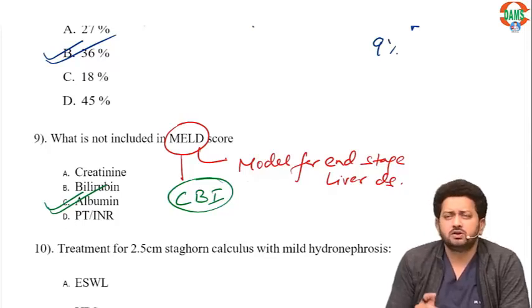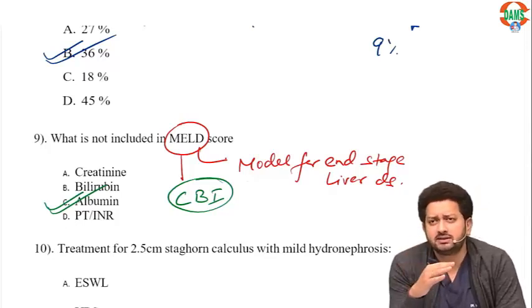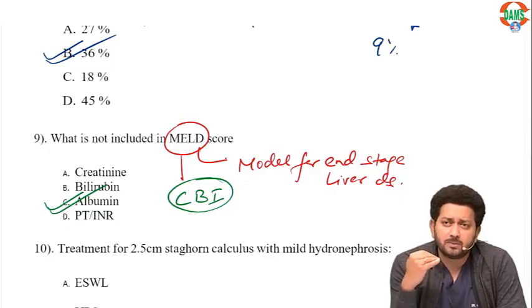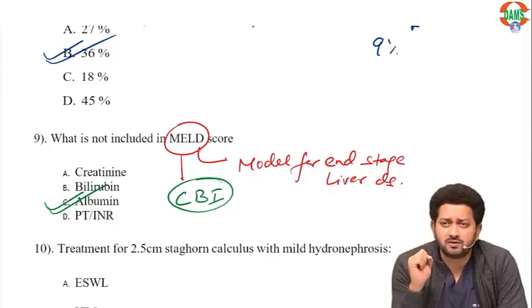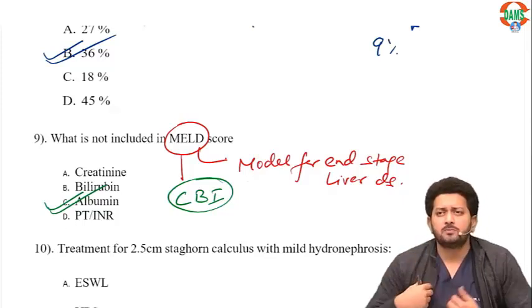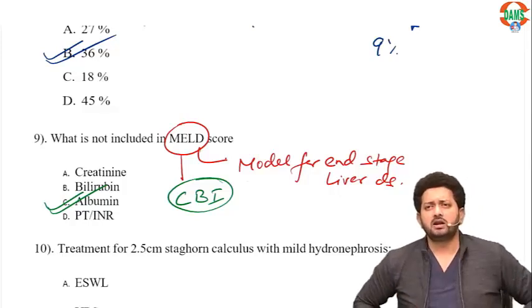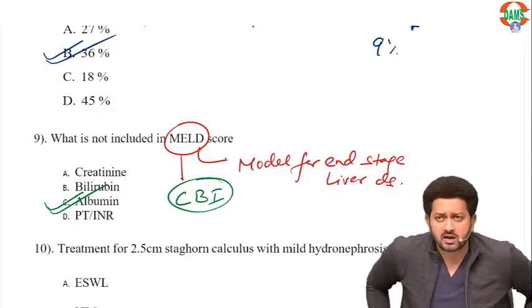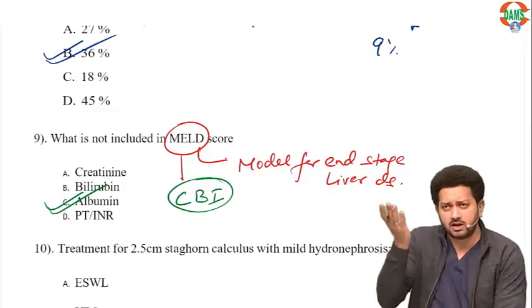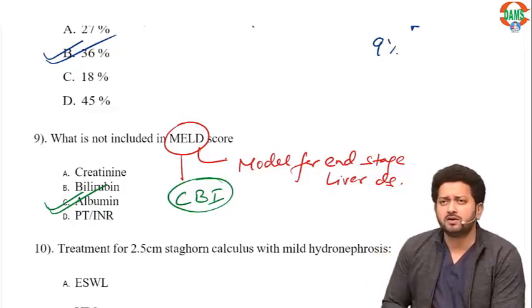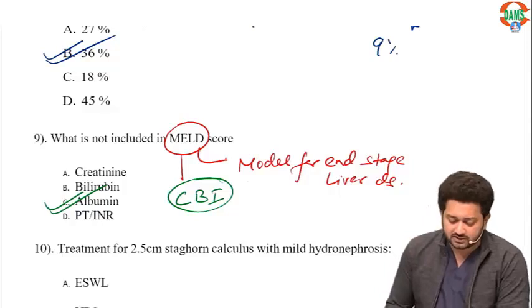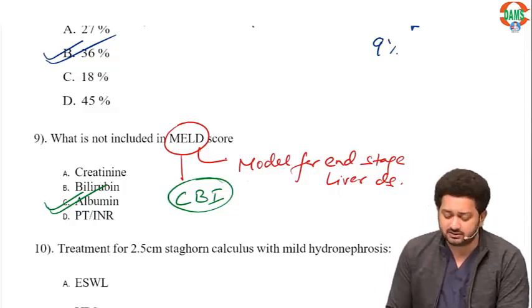The main use of MELD score these days is to put the patient on the priority list, I mean the patients of liver transplant who are waiting. The person who has a higher MELD score will be put higher up in the waiting list. So they will be given priority. So that is model for end-stage liver disease.